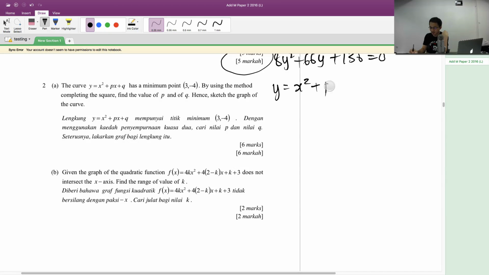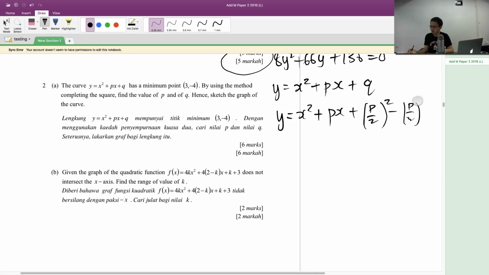So x squared plus px plus q. The first thing is we want to make sure the coefficient of x squared is 1. In this case, it's just 1. So I don't need to touch x squared, and px I will just copy. And then this one will be b divided by 2, which is p/2 squared, minus p/2 squared. My writing is bad. p/2 squared, and then plus q.